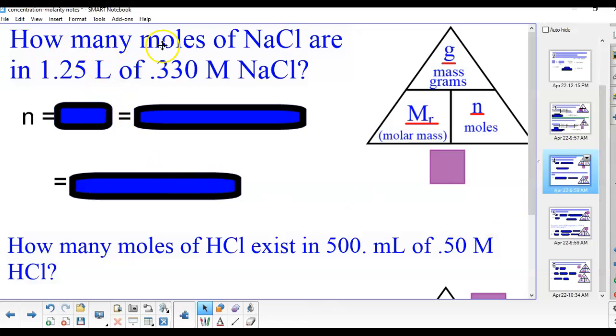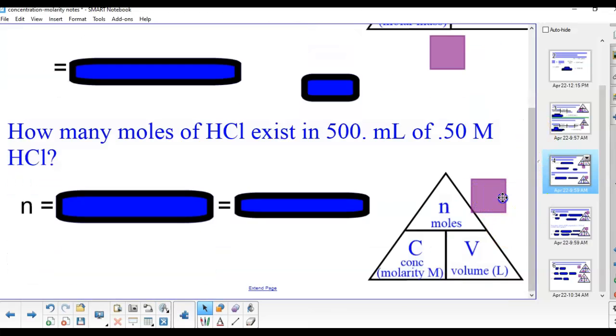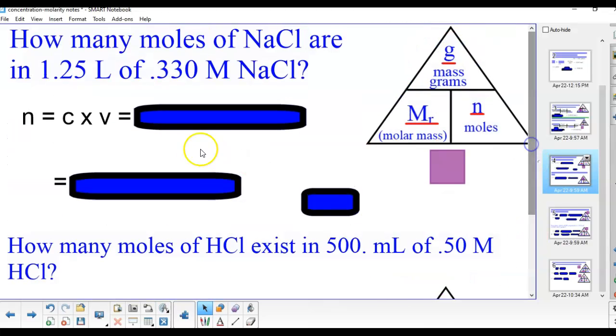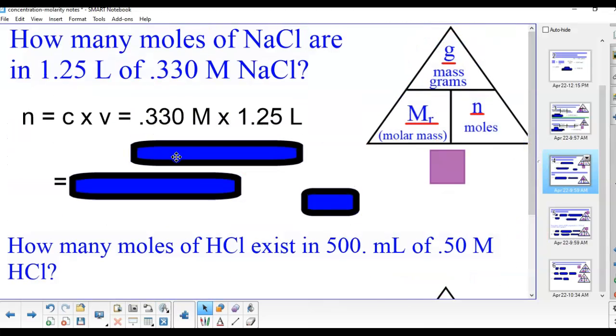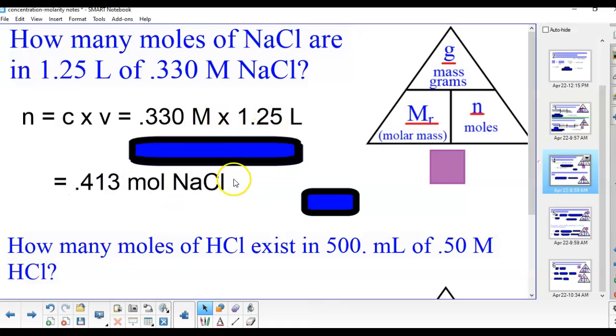How many moles of NaCl are in 1.25 liters of 0.330 molar NaCl? Again, to find moles, we're going to take concentration times volume. That's this triangle down here. To find moles, concentration times volume. If we plug those values in, here's our concentration, here's our volume, we get our answer.